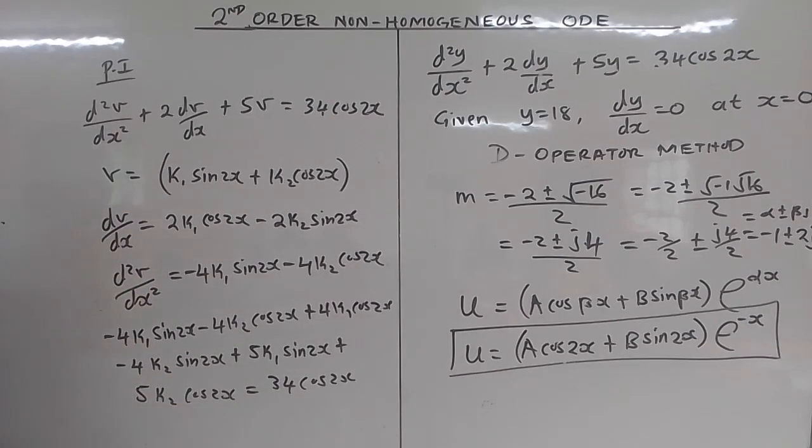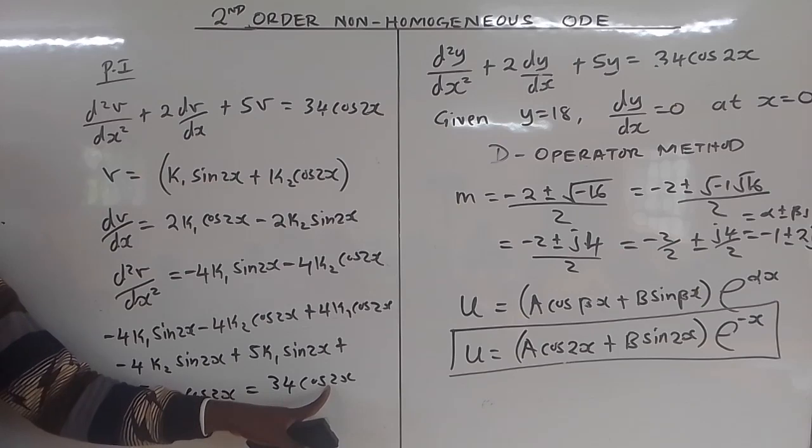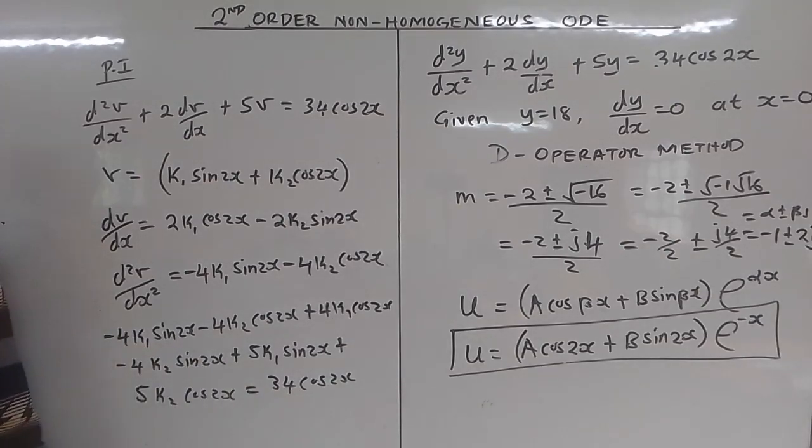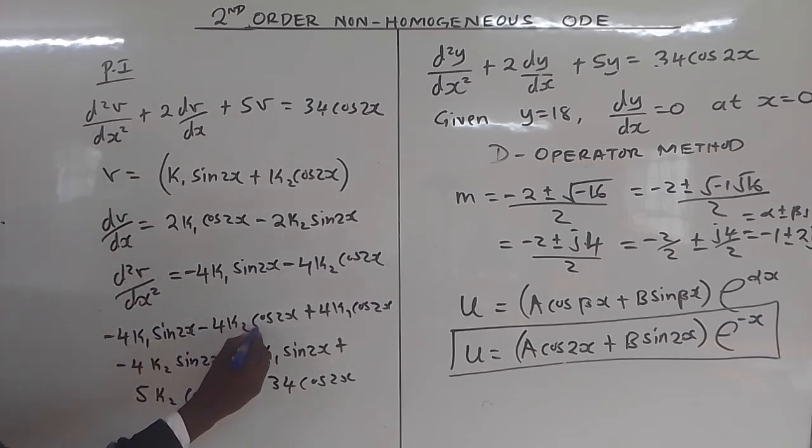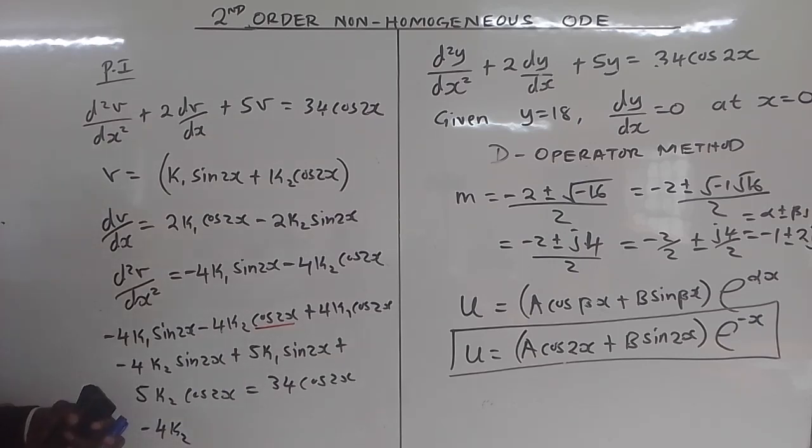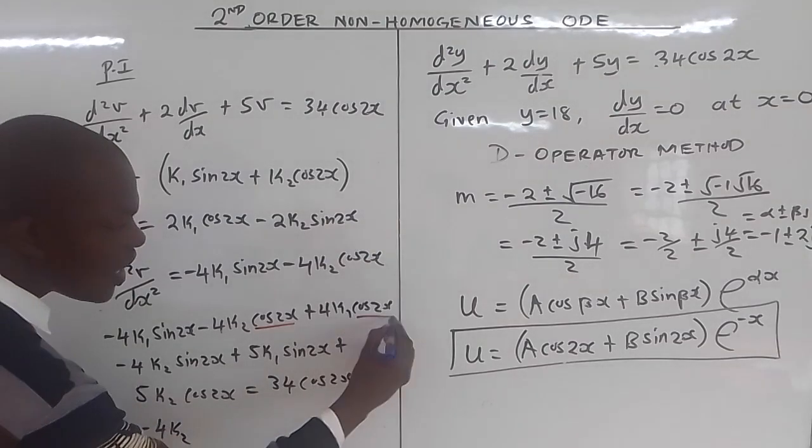So start comparing the coefficients. On the other side we have 34 cos 2x, and 0 sine 2x. That's why sine 2x is not on the other side of the equation, isn't it? Are we together? So let us start comparing the coefficients of cos 2x. Tell me the first one. The first coefficient of cos 2x is what? See this, we have cos 2x here. The first coefficient is negative 4k2, isn't it? The next coefficient of cos 2x is this, isn't it?